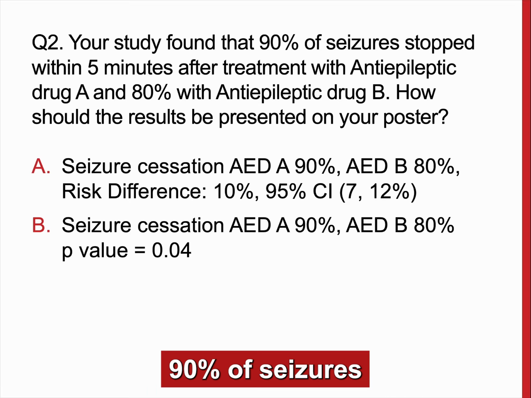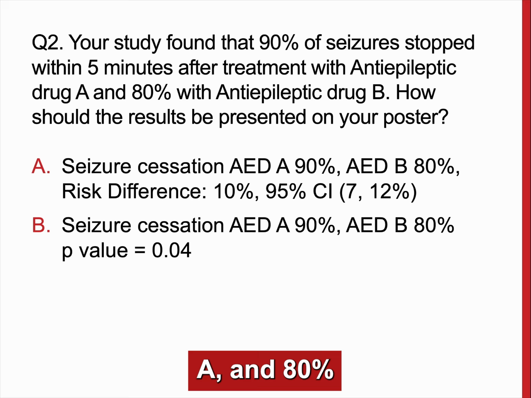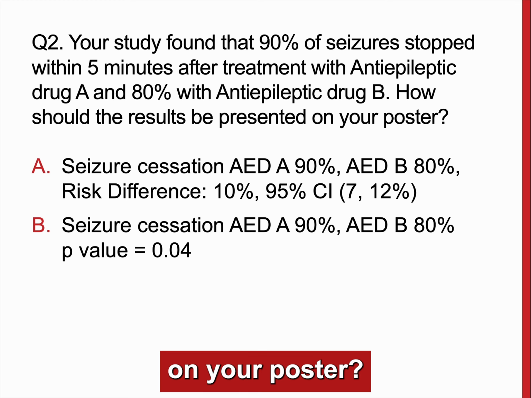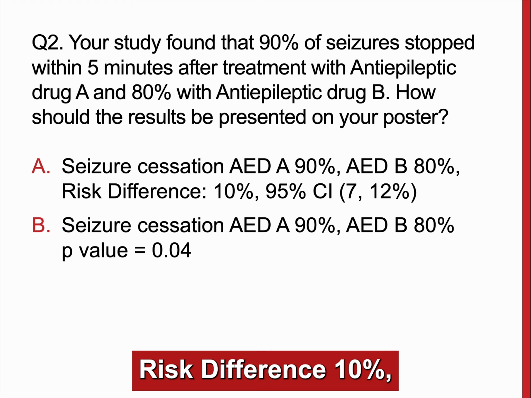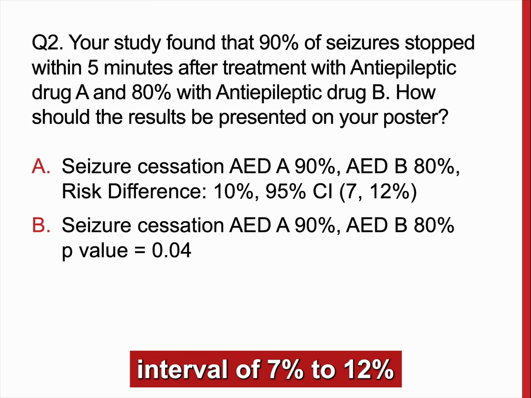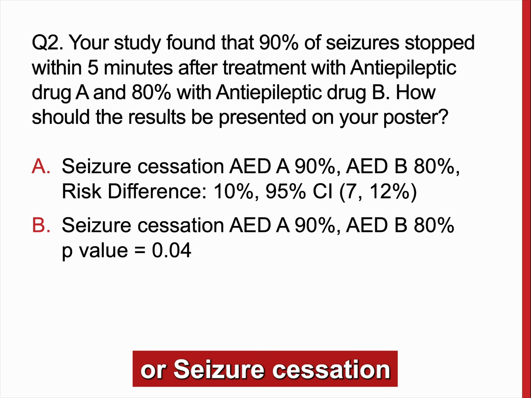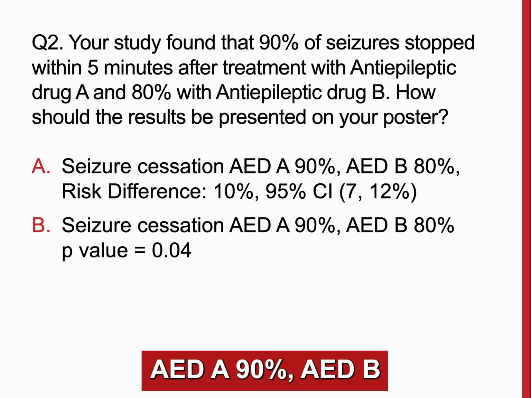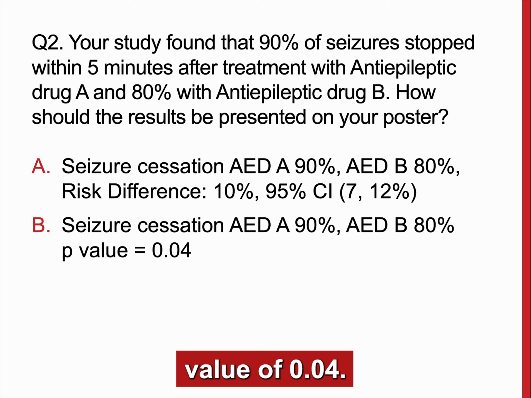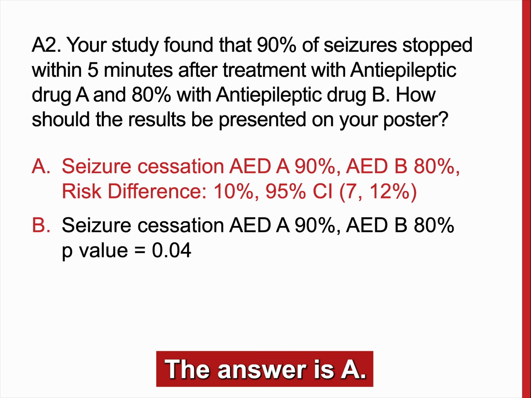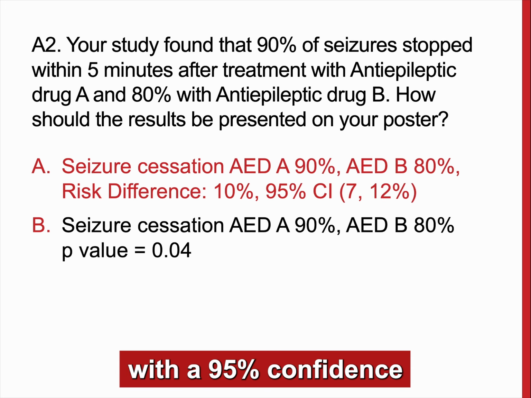Your study found that 90% of seizures stopped within 5 minutes after treatment with anti-epileptic drug A and 80% after anti-epileptic drug B. How should your results be presented on your poster? A, seizure cessation, AED-A, 90%, AED-B, 80%, risk difference of 10%, with a 95% confidence interval of 7% to 12%, or B, seizure cessation AED-A 90%, AED-B 80%, with a p-value of 0.04. The answer is A, risk difference with a 95% confidence interval.